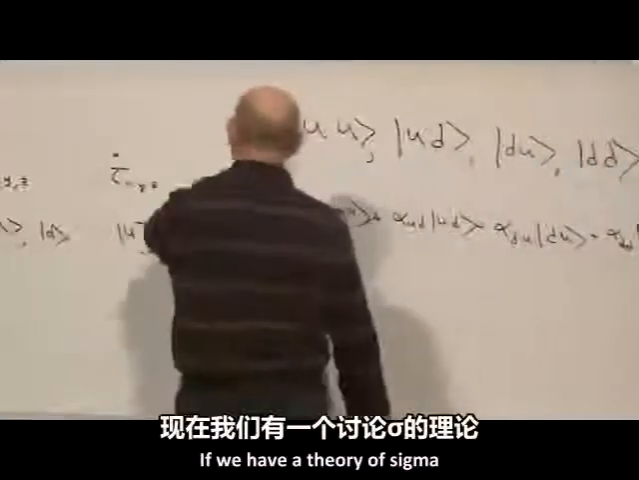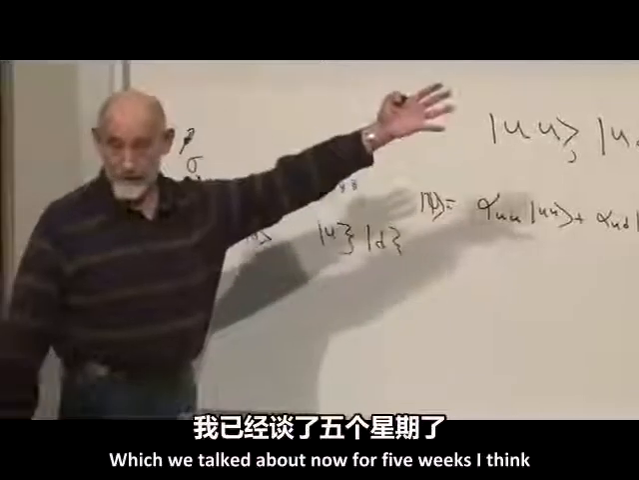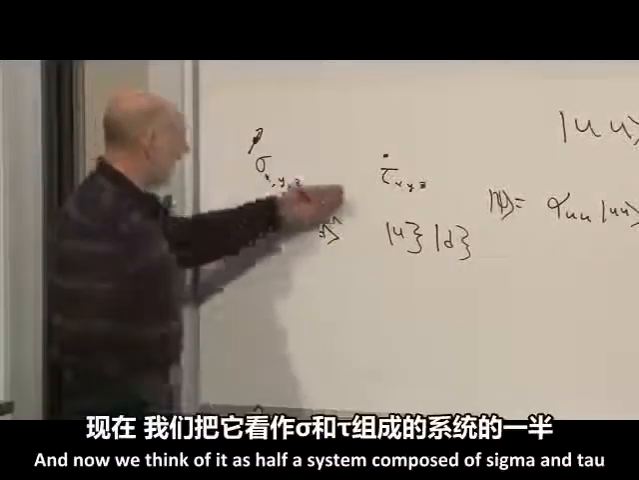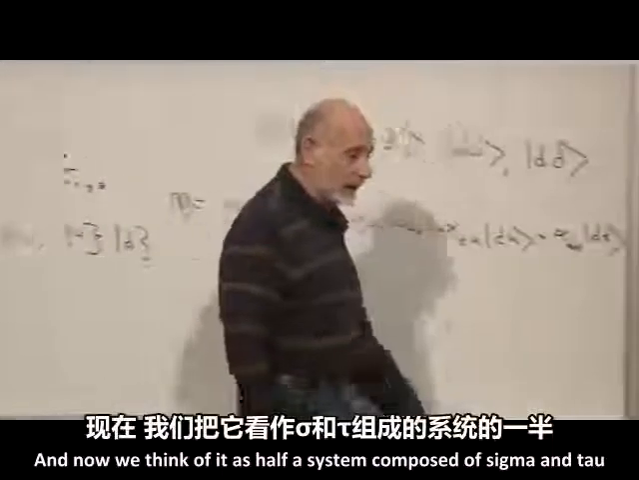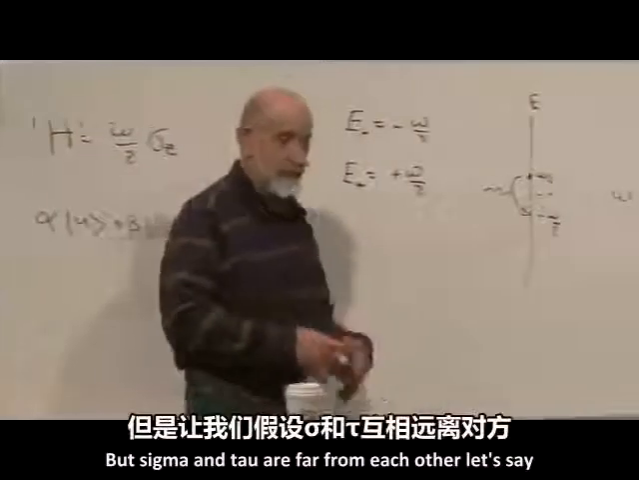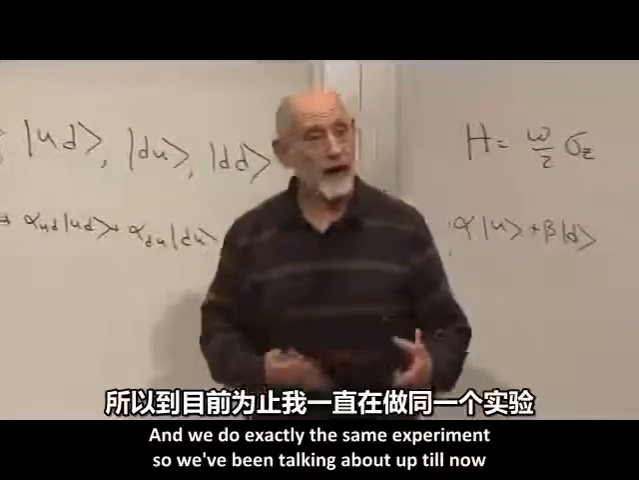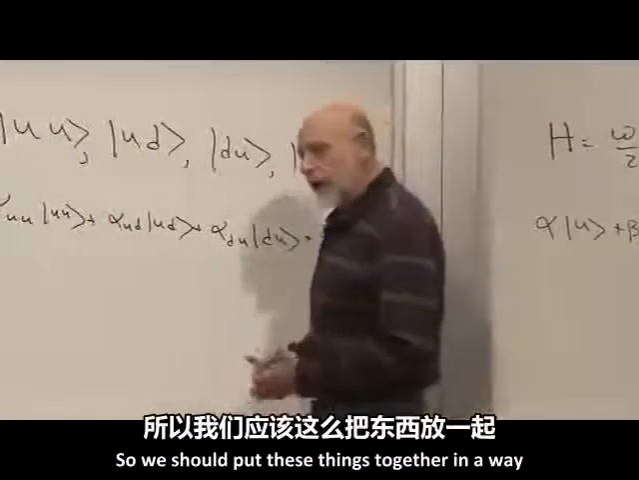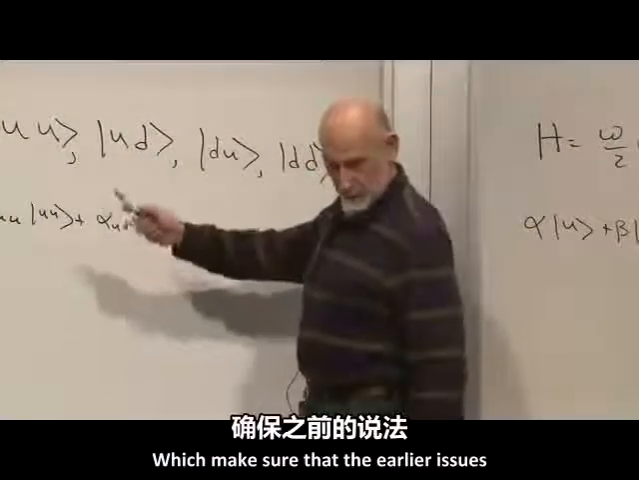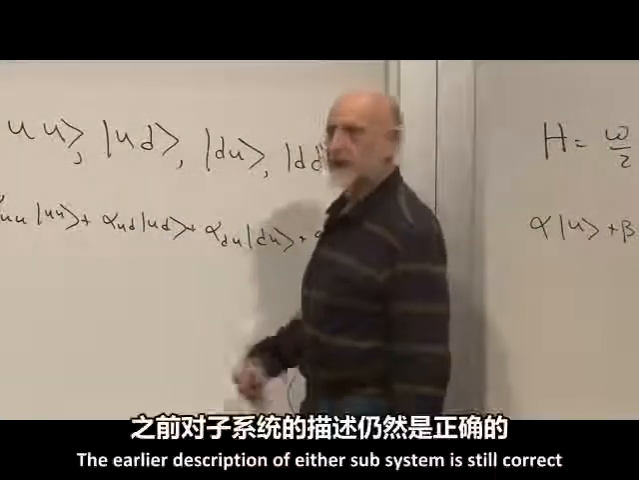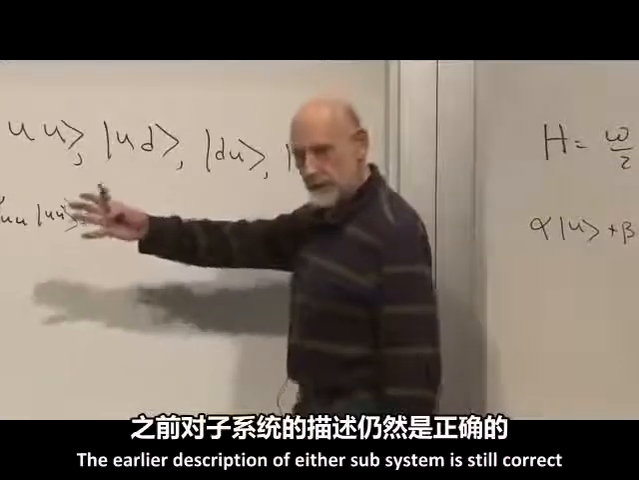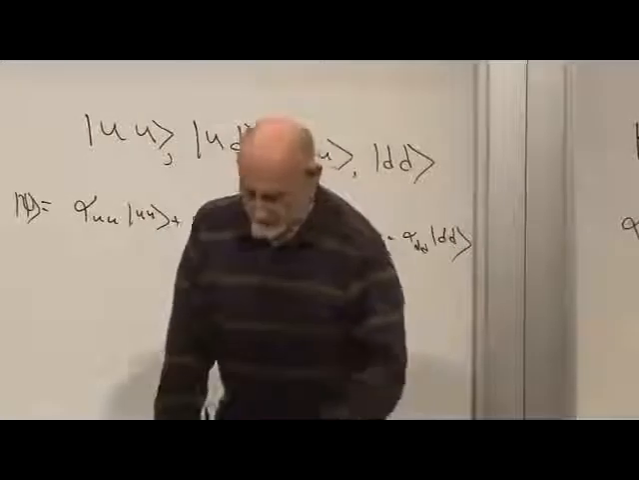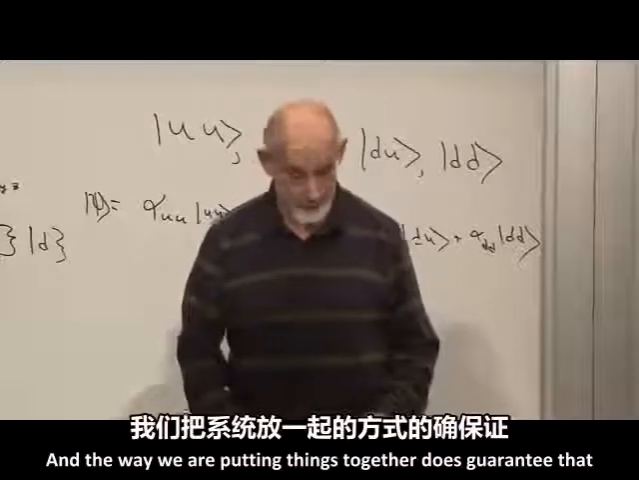If we have a theory of sigma, which we've talked about now for 5 weeks, I think, and we know all about it, we know how to do experiments on it, and now we think of it as half a system composed of sigma and tau, but sigma and tau are far from each other, not interacting substantially, and we do exactly the same experiments that we've been talking about up till now, we should get the same answers. So we should put these things together in a way which makes sure that the earlier description of either subsystem is still correct. Now, I'm not going to bother proving that. I think you'll get the idea, and you'll see how it works. And the way we are putting things together does guarantee that.